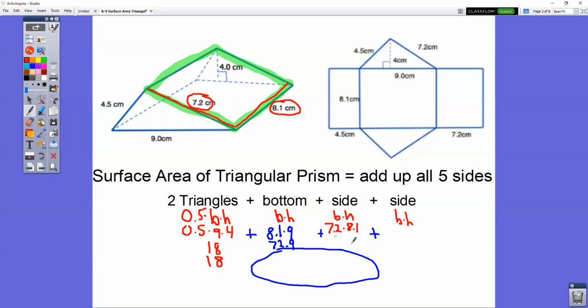7.2 times 8.1 gives you 58.32. Don't round anything, all right? None of the directions say to round.